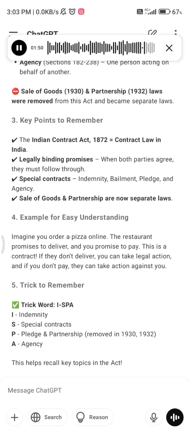5. Trick to remember. Trick word: I, indemnity. S, special contracts. P, pledge and partnership, removed in 1930. 1932, agency. This helps recall key topics in the Act.